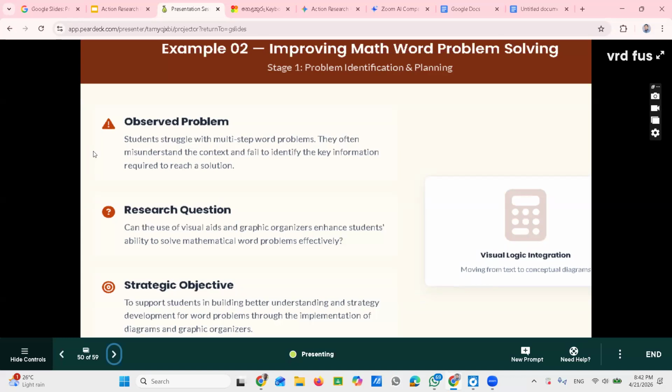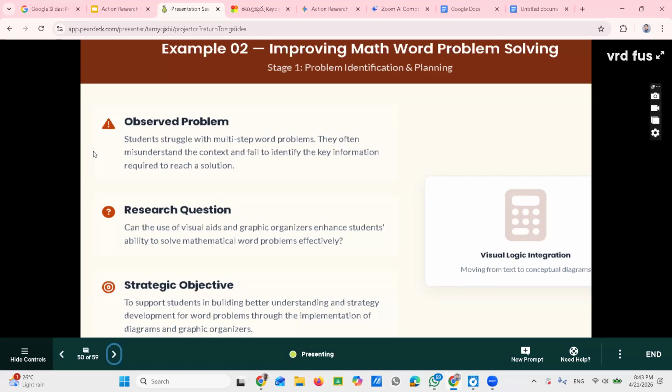By using the methods that we discussed earlier, you can identify an observed problem. Students struggle with multi-step word problems. They often misunderstand the context and fail to identify the key information required to reach the solution. The teacher identified, using one of the methods we discussed earlier, that students struggle with multi-step word problems.